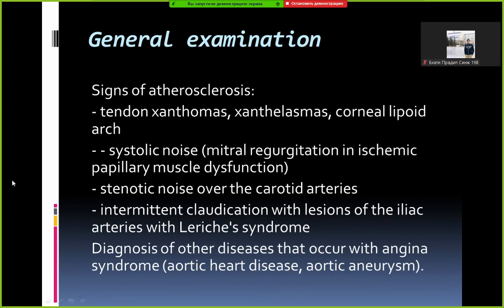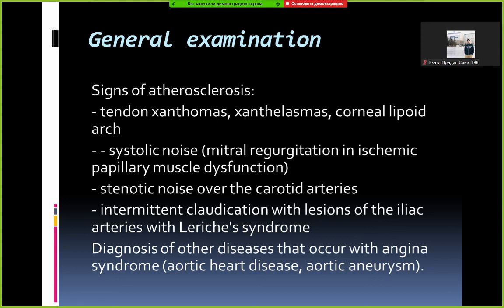General examination of patients with angina pectoris. So we may detect symptoms of atherosclerosis, such as tendon xanthomas or corneal lipoid arch. We may detect systolic murmur of mitral regurgitation in ischemic papillary muscle dysfunction, or stenotic murmur over the carotid arteries due to atherosclerosis of carotid arteries.